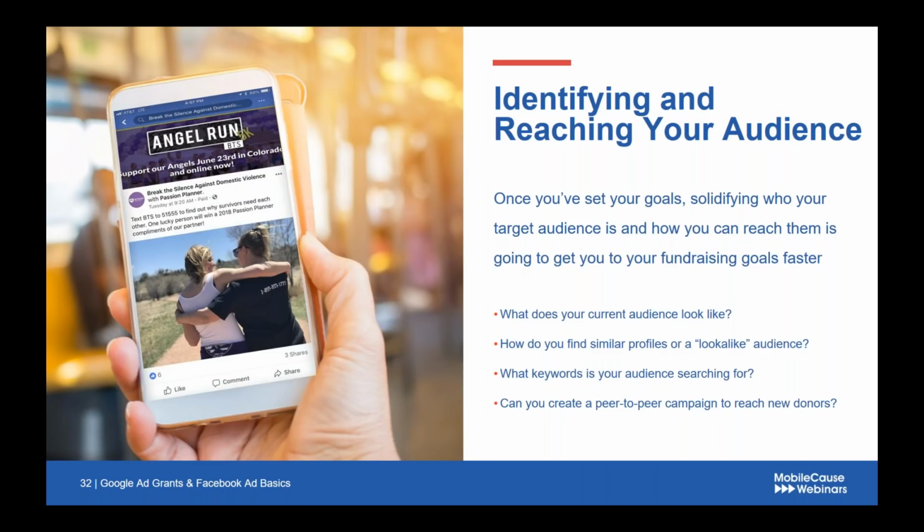When you're looking at your goals, part of that is, who or what is going to help you reach your goals? That really comes down to identifying your audience and determining the best approaches to reaching them. So, what does your current audience look like? It's a great exercise to look at whatever information you have available to you in your donor database and figure out what natural segments occur.